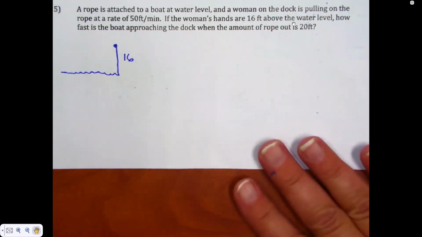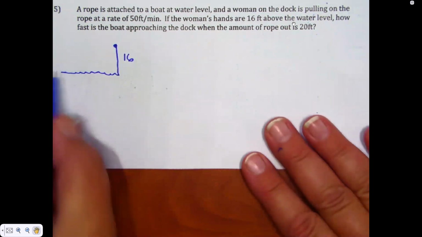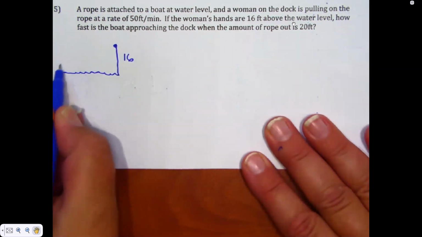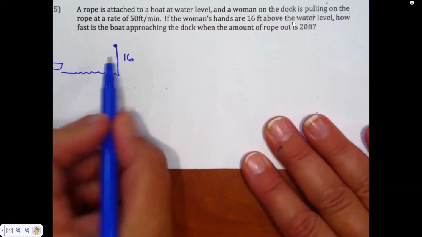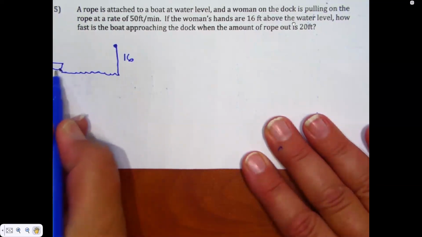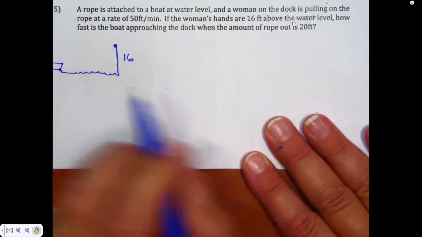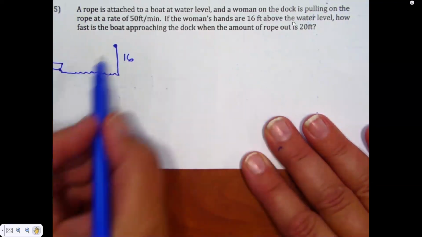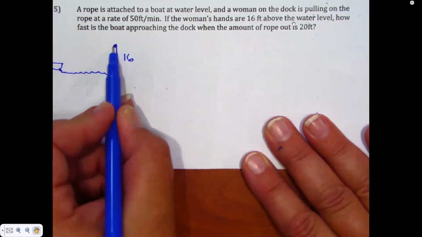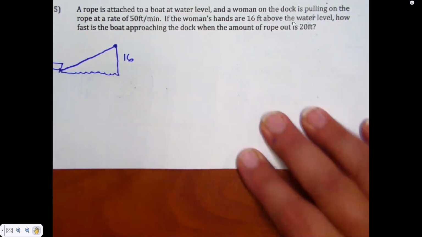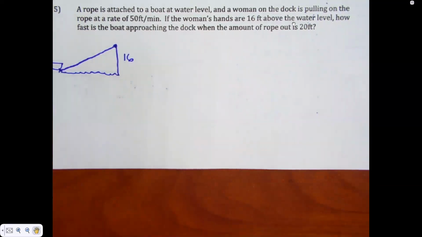Okay, and then the rope goes, we could put the boat here, but the rope goes to the water level. So the rope goes from her hands to the water level. So what did we just draw? Triangle, yeah, and that's why they had to go to the water level. So it is what it is. But all right, so we have a triangle.